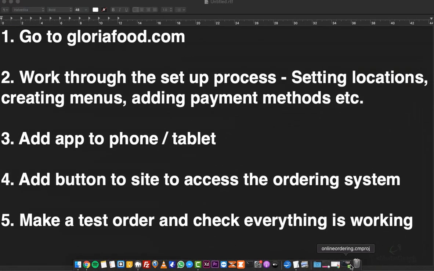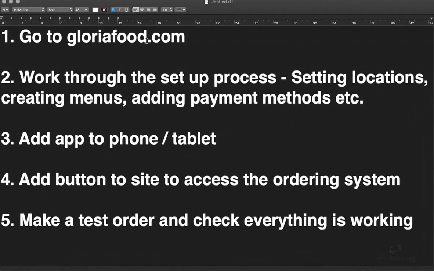So in this video, we're going to be going to gloriafood.com. This is the app that allows us to do everything throughout the process. We will then work through the setup process, setting locations, creating menus, adding payments, everything like that. We will then add the app that Gloria provides to us onto a phone or tablet to see all of the orders coming in real time, to make the food and send it out.